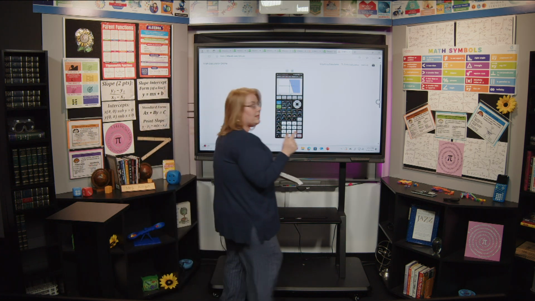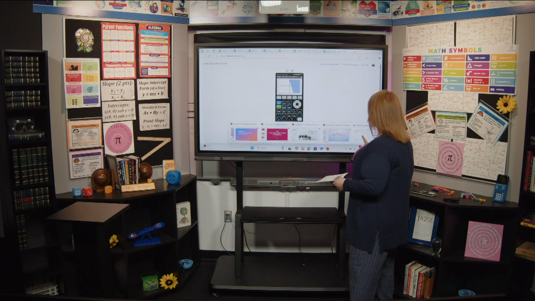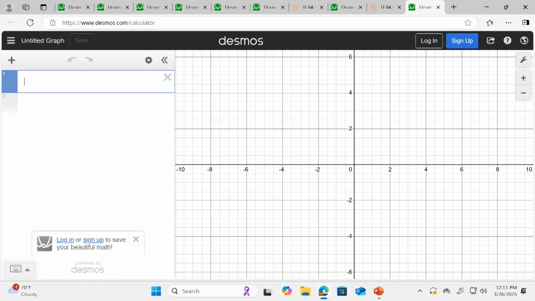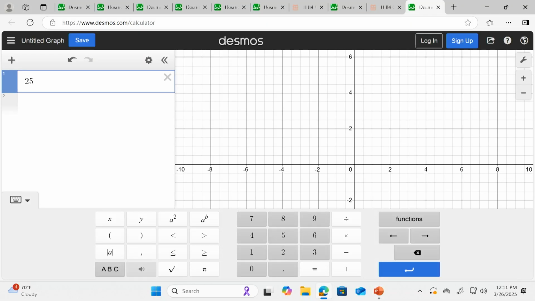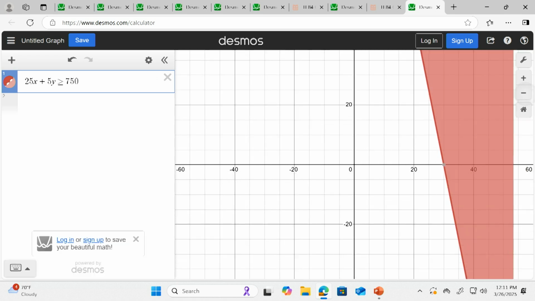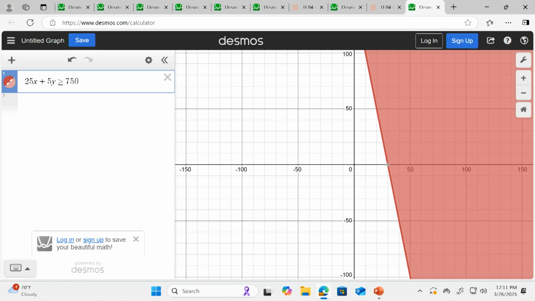All right, so now let's go and try Desmos for that same problem. So let's pull up Desmos and let's put this in. I've got 25x plus 5y is greater than or equal to 750. Same thing here. Since we've got a larger number, I'm going to have to zoom out. And there we go. All possible answers in that red shaded portion.